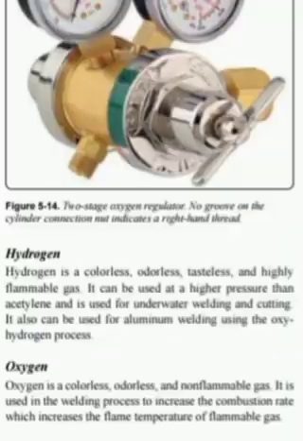Hydrogen. Hydrogen is a colorless, odorless, tasteless, and highly flammable gas. It can be used at a higher pressure than acetylene and is used for underwater welding and cutting. It also can be used for aluminum welding using the oxyhydrogen process. Oxygen. Oxygen is a colorless, odorless, and non-flammable gas. It is used in the welding process to increase the combustion rate, which increases the flame temperature of flammable gas.